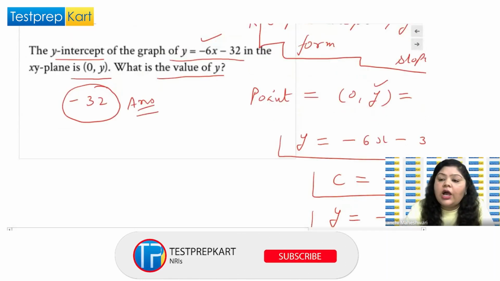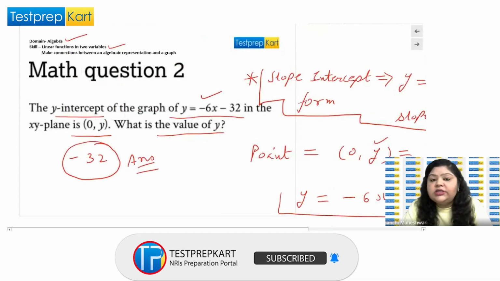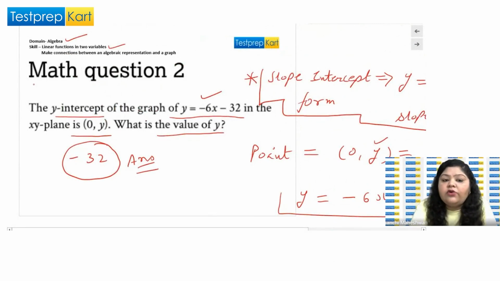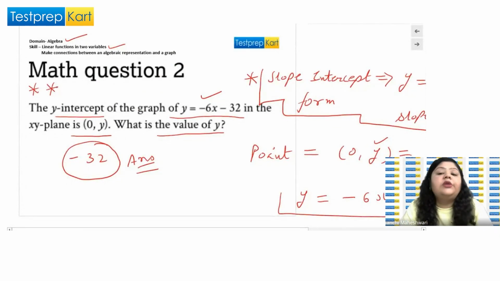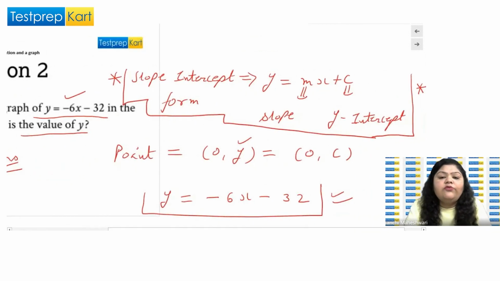I hope this easy question number 2 is clear to everyone. It's an interesting one, and of course an important one. I'm going to put down some stars here so that you can remember. You have to be very careful while doing these types of questions. Of course, the key to this question is the formula of the slope intercept form, the format of the slope intercept form of a linear equation. I hope that is clear to everyone, guys.